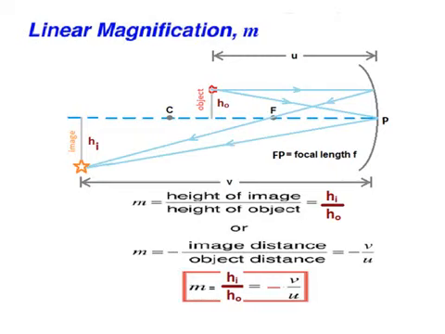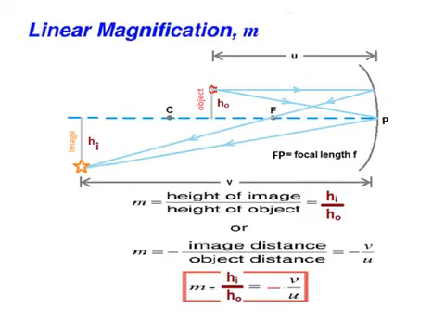So to be clear, it is the height of the image divided by the height of the object. And we have another formula for magnification. It is minus v by u. The minus symbol is very, very important. If you leave out the minus, you will land in difficulty. So this minus is very important.